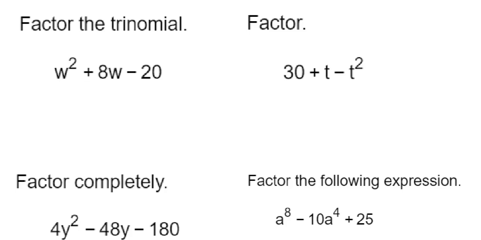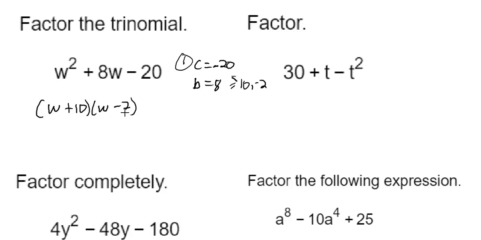I'm going to work through these pretty quickly here. So this one, we can just jump right into it. We need two numbers that multiply to negative 20 and add to positive 8. We saw this earlier in the video, except the signs were a little bit different. But it's going to be positive 10 and negative 2. So this will factor as W plus 10, W minus 2. So that's all there is to that one.